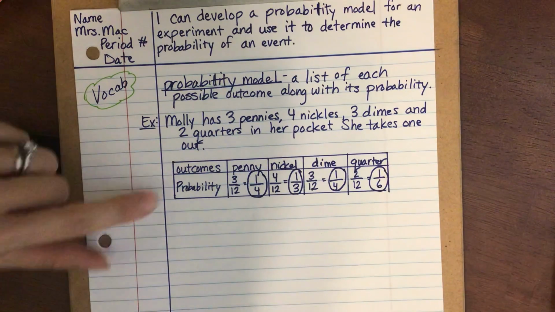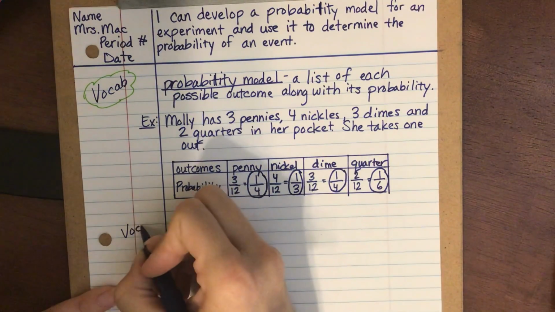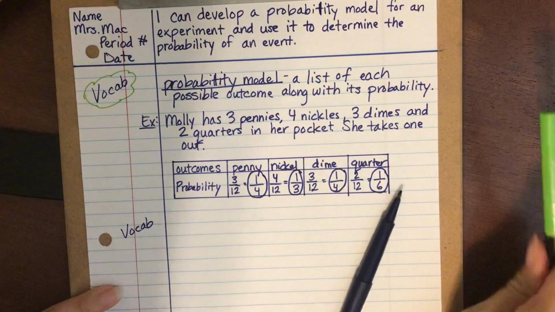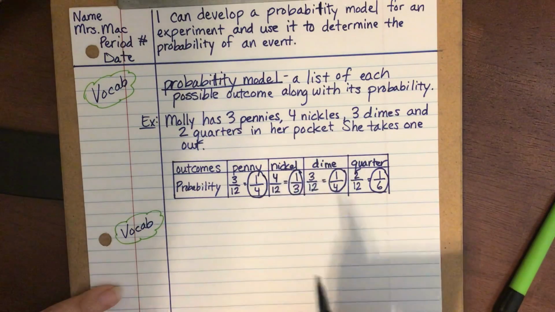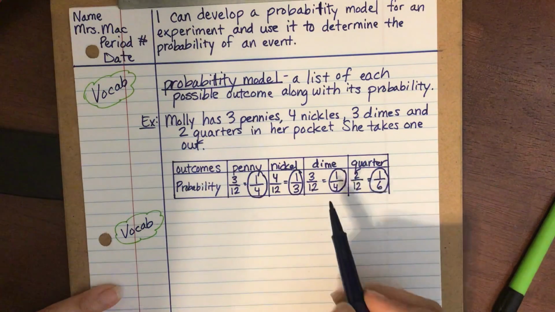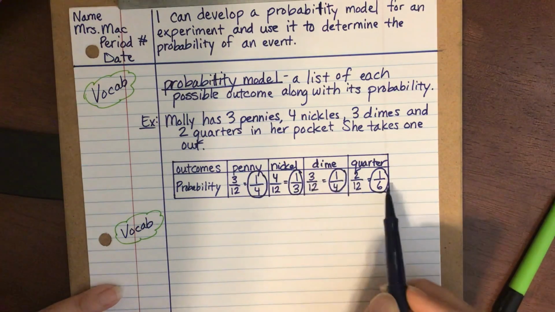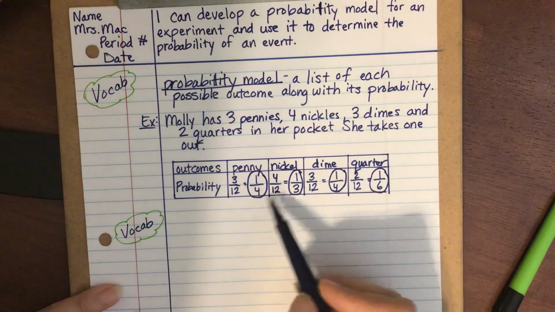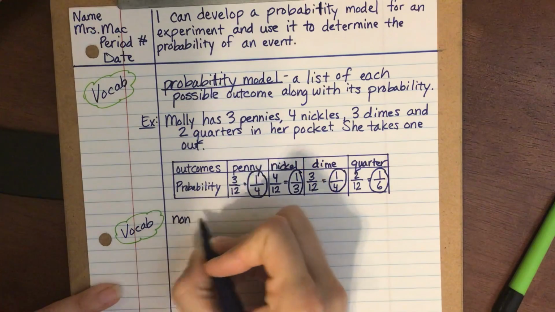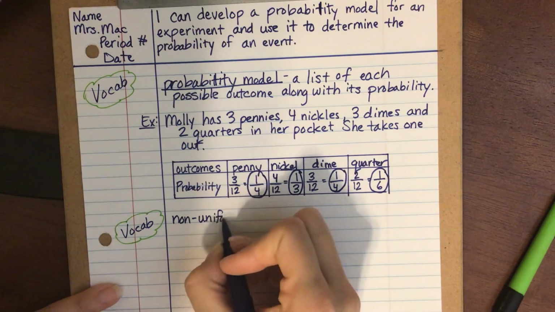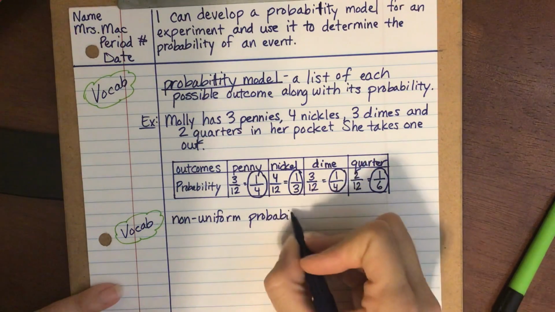Okay. Now I'm going to do one more definition here, and that is uniform and non-uniform probability models. This is considered a non-uniform probability model because there's a variation in the probabilities. They're not all equally as likely to occur. So this one right here would be considered a non-uniform probability model.